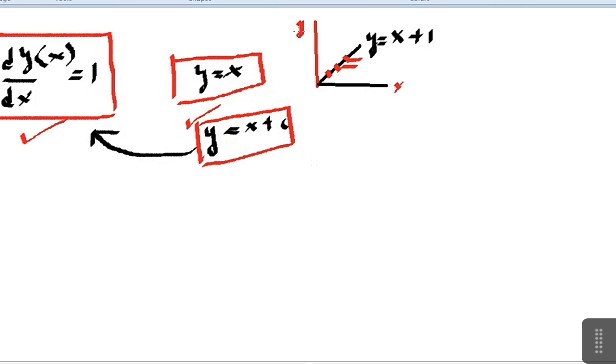So each point gets shifted by 1 on the x-axis, because with x we have added a value 1. When I say that each point gets shifted by 1, it means this line has shifted by 1. So the meaning of y equals x plus 1 is that the line y equals x has got shifted towards the x-axis by 1.